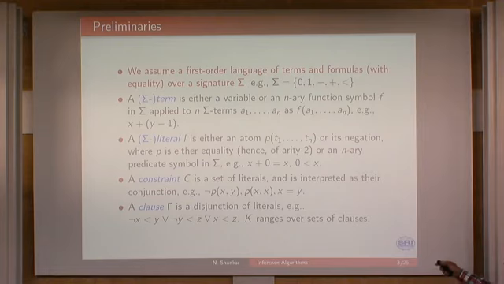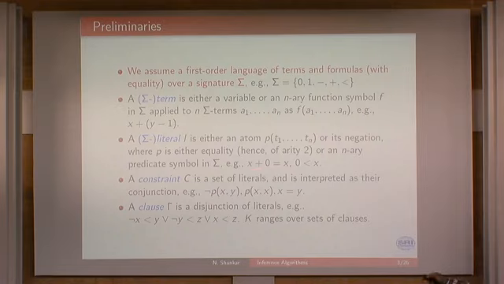Then you have a sigma term, which is basically either a variable or an n-ary function symbol, n possibly 0, applied to n smaller terms. If you have an infix, that's a 2-ary function symbol. And then a sigma literal is an n-ary predicate symbol applied to n sigma terms. Okay, so that's the idea.